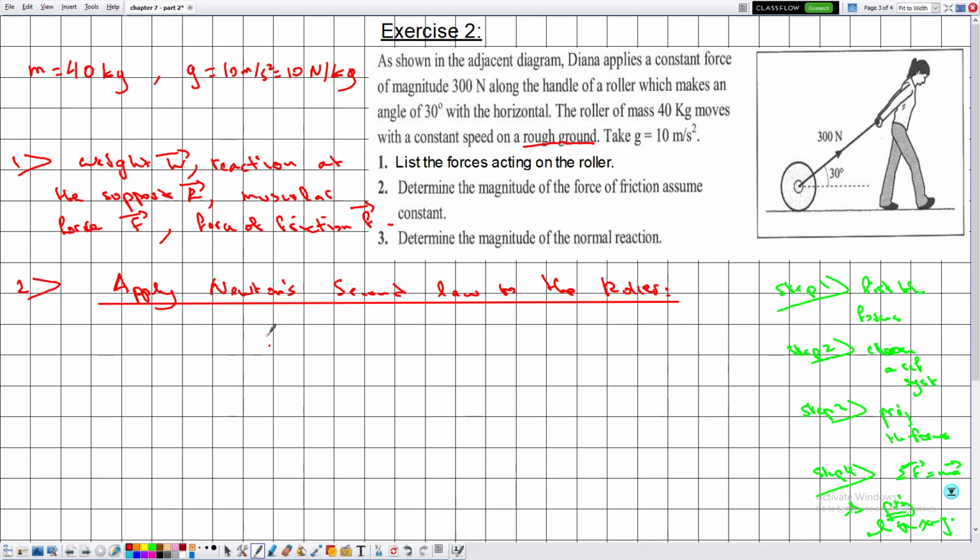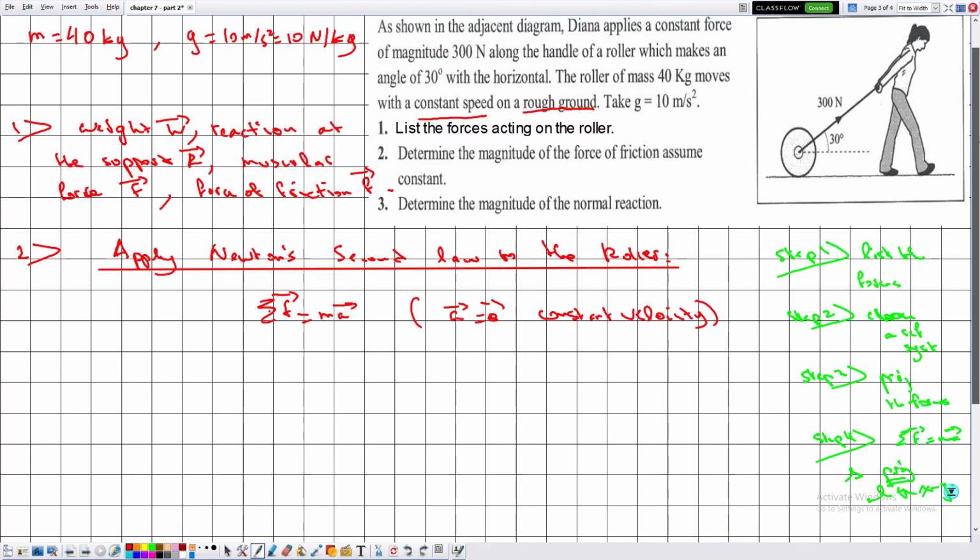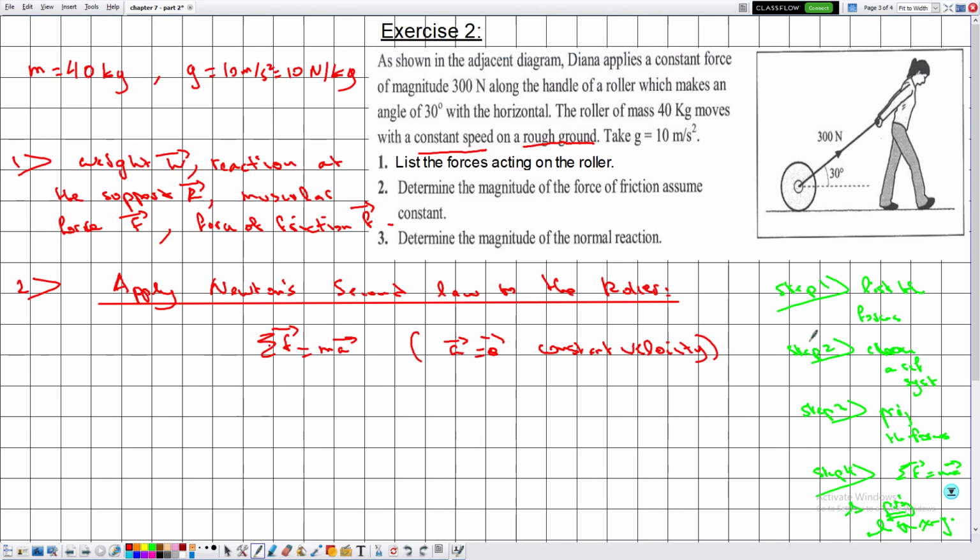Now sum of forces is equal to MA, and in this case A is equal to 0, and the reason is the constant velocity. The reason behind the acceleration being 0 is not because the roller is at equilibrium. The roller is moving, so it is not at equilibrium. The correct reason is that the acceleration is 0 simply because they are telling me it moves at a constant speed. So now we are done with step number 1, listing the forces. Now we need to choose a reference system.